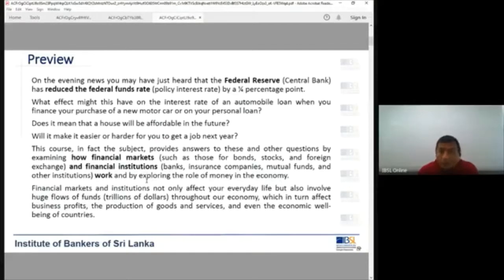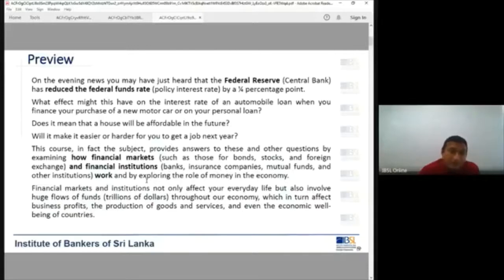slide, they talk about automobile loans, vehicle loans. So when you try to purchase a vehicle through a loan, or for that matter, you intend to go for a personal loan, what effect does this Federal Reserve action with respect to interest rate adjustment have on your decisions about an automobile loan or personal loan? This is very interesting and very important to the focus of this particular program itself.